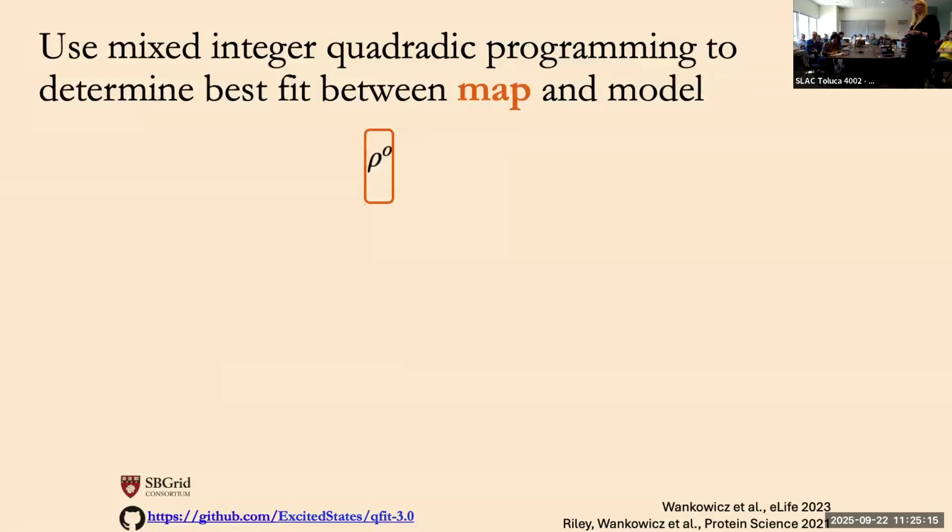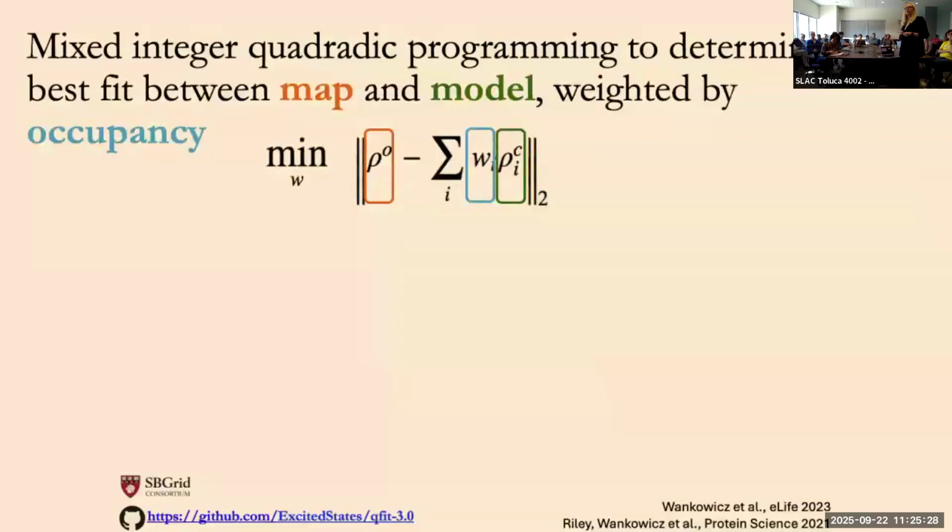So just very briefly, how qFit works. It's all done in real space. We use mixed integer quadratic programming to determine the best fit to a map, so your real space information, and then we really want to try to minimize this. We can calculate the estimates of the density from each conformation that we can sample. We'll get into the sampling problems a bit later, and then we can weigh them by occupancies.